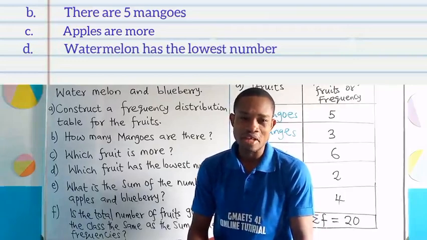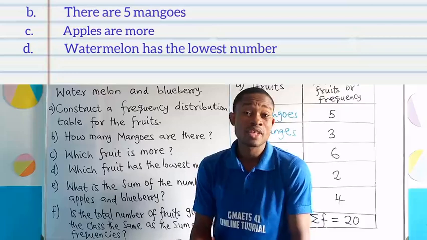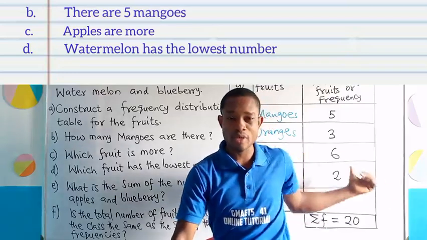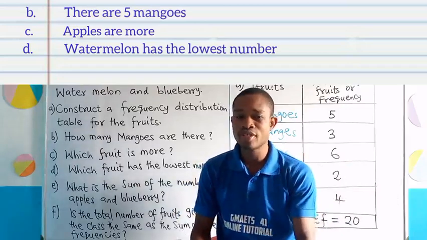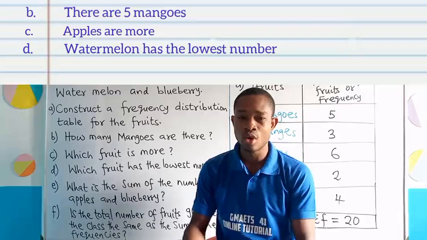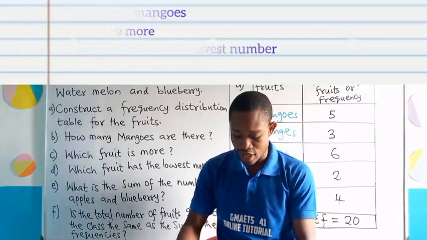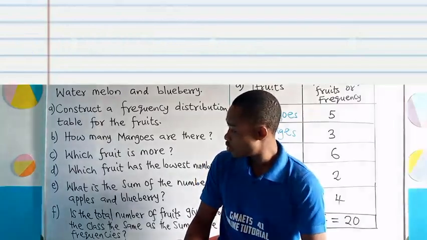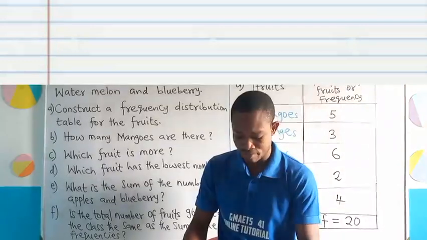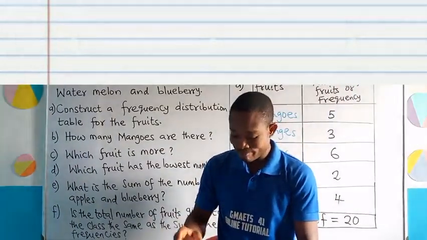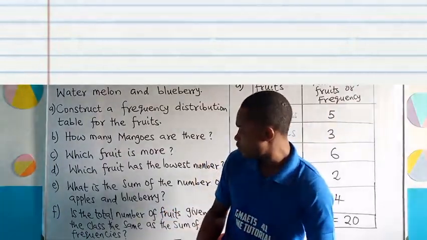Alright? If you like, you can put the number as your answer. If you don't want to, you can forget about putting the number. We already have the number in the frequency table, okay? All we know is that watermelon is the lowest in the number of fruits we have. Alright, let's see another thing that Mr. So-and-so wants me to do for him. What is the sum of the number of apples and blueberries?